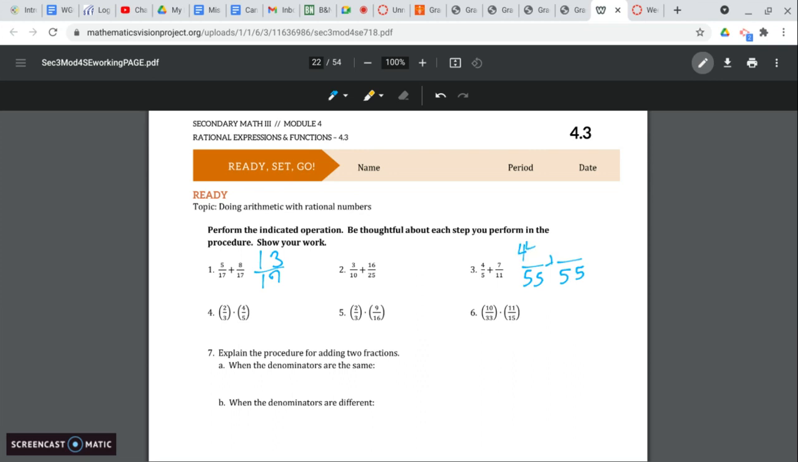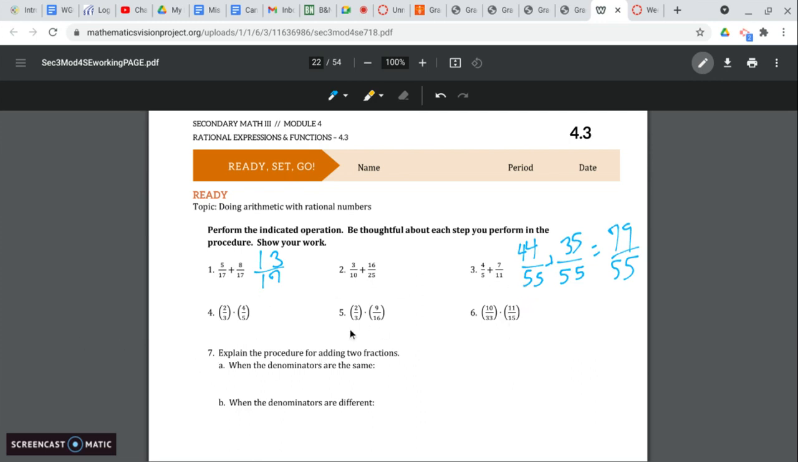So 4 times 11 is 44. 5 times 11 gives us 55. So 7 times 5 is 35. So we're going to add 44 and 35 together, and we end up with 79/55. All right, now on these bottom 3, we are multiplying.